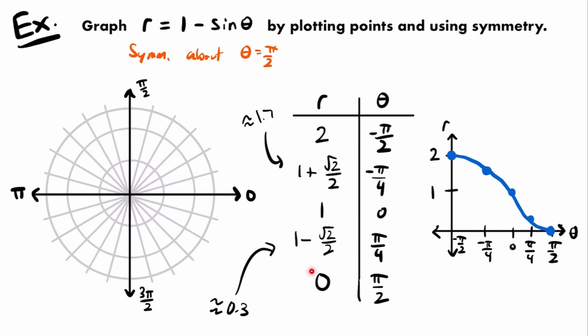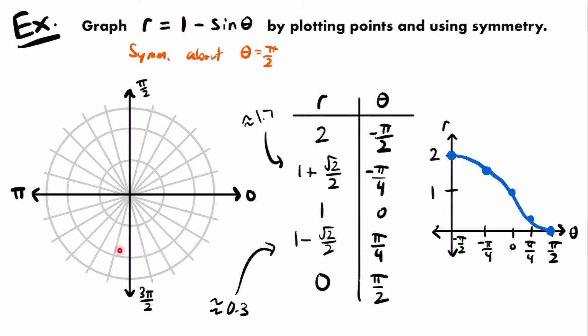So when we plot these points in this coordinate system and connect them, we should see r get smaller as we progress from our angle of negative pi divided by 2 to positive pi divided by 2. All right, so let's start plotting these points. Let's start with our first one here. We have an angle of negative pi divided by 2. That will take us to this angle right here. And we have a radius of 2.